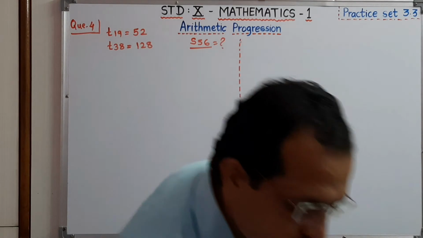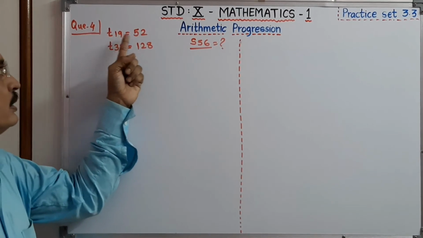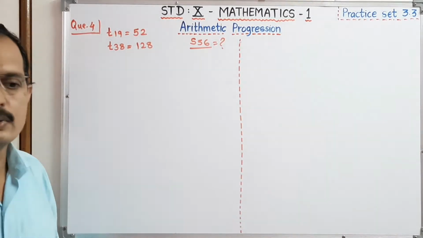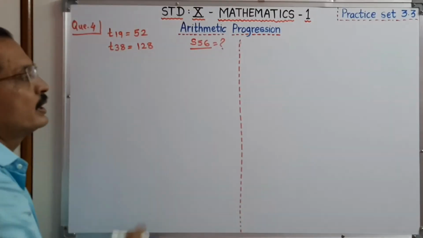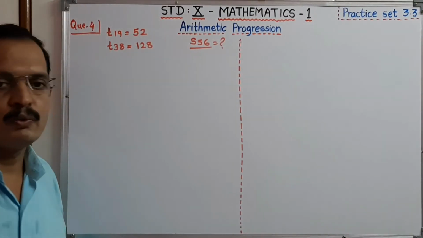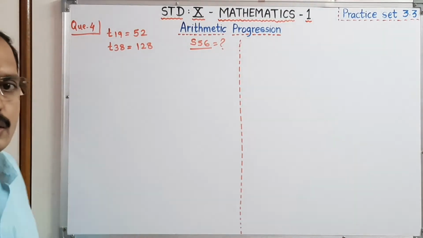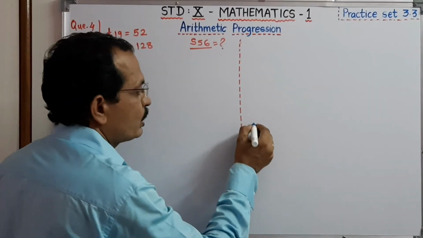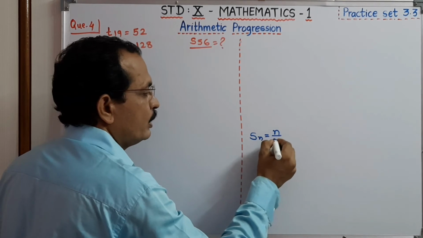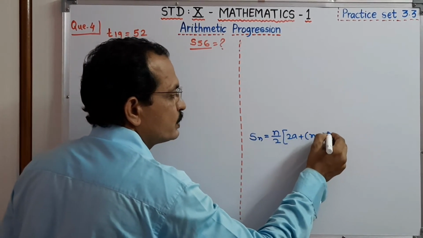Now dear student, see, the information given is T19 is equal to 52, that is the 19th term is 52 and the 38th term is 128, and we have to find the sum of the first 56 terms, that is S56. Now dear student, all of you know the formula: Sn is equal to n upon 2 into 2a plus n minus 1 into d.